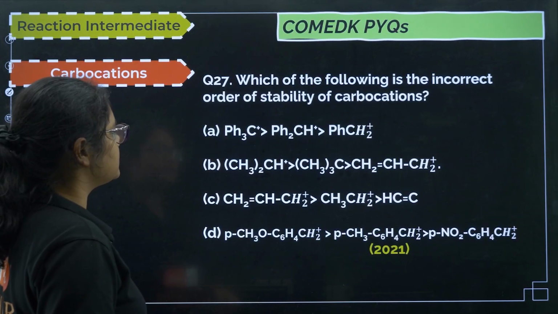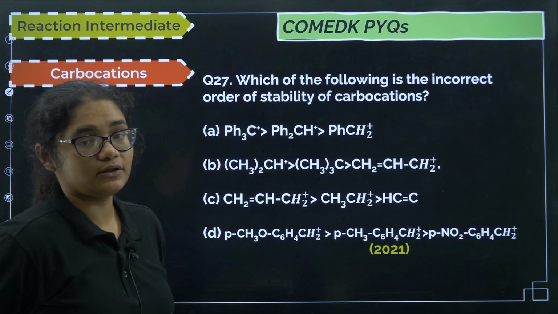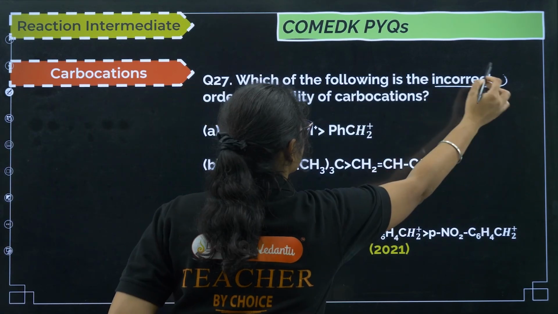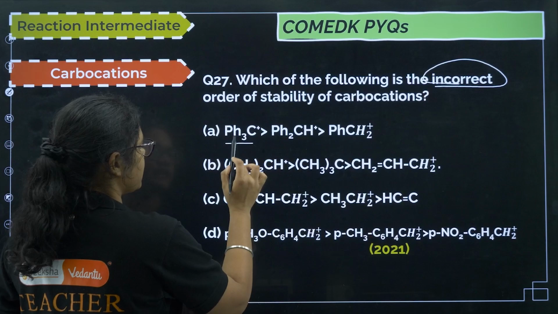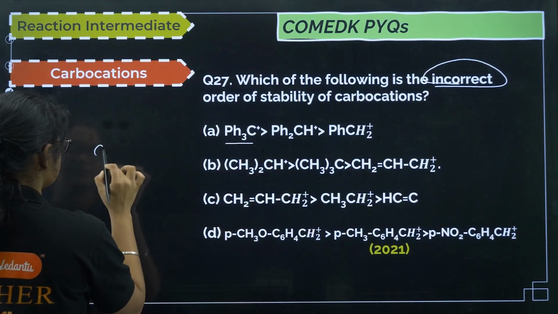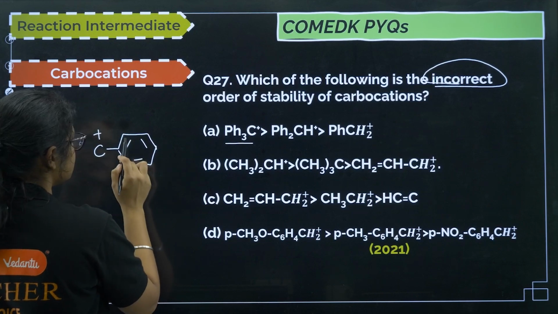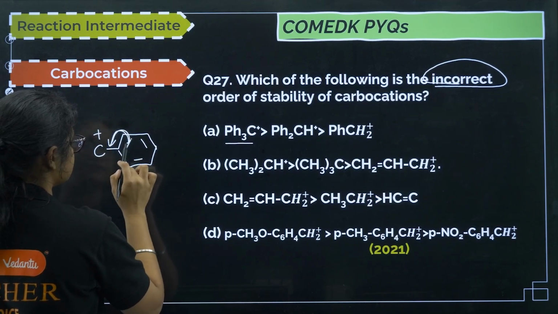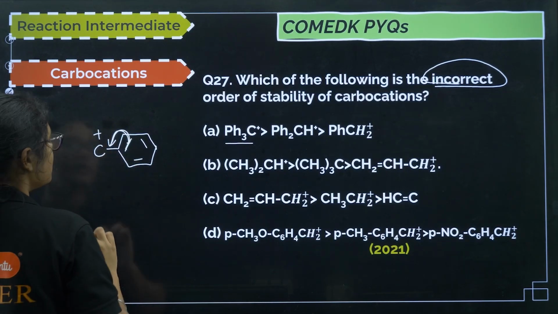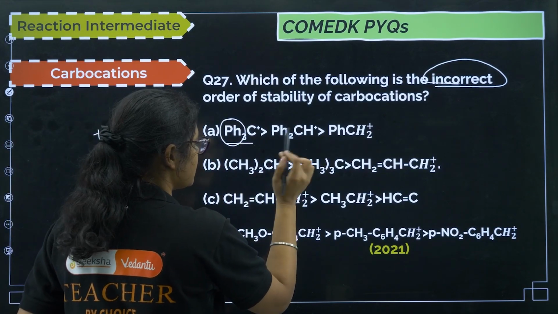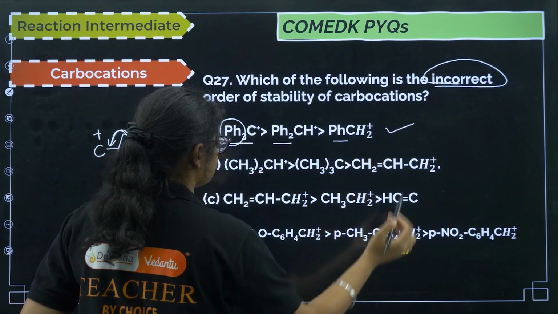Next, which of the following is the correct order of stability of carbocations? We need the incorrect order. Okay, so here you can see we have 3 phenyl groups attached. These phenyl groups increase the electron density due to resonance, right? So that is why, if 3 phenyl groups are there, more stability will be there, then 2, then 1, so this order is correct.